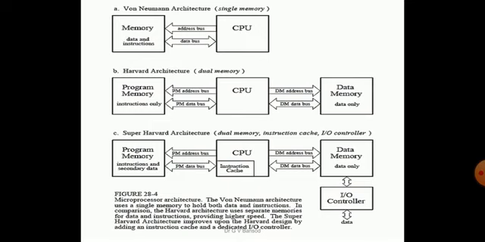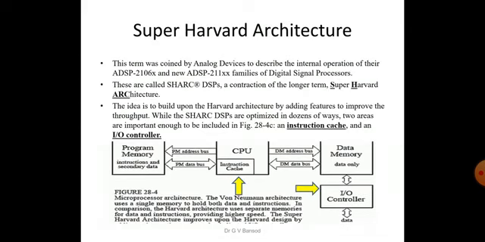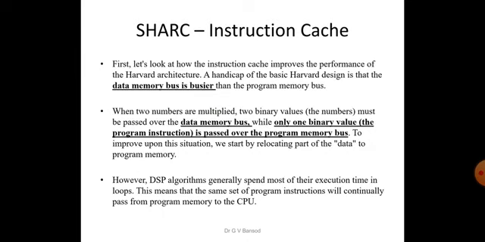When you introduce these two elements in the Harvard architecture, it becomes super Harvard architecture. This term was coined by Analog Devices, and it is also called SHARC, as I mentioned in the previous slides. Super Harvard: super is S, Harvard is H, and architecture is ARC. So the idea is to build upon the Harvard architecture by adding features to improve the throughput. And how will the throughput be increased? By introducing two elements: the instruction cache and the IO controller.